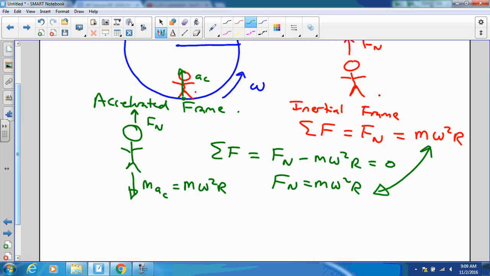We end up with that same conclusion that the man experiences the normal force of m omega squared r, but we have this additional insight, which is that the acceleration caused by the rotation leads to a fictitious apparent gravitational force pulling him outwards towards the outside. Sometimes this is called a centrifugal force. You've probably heard of that before.